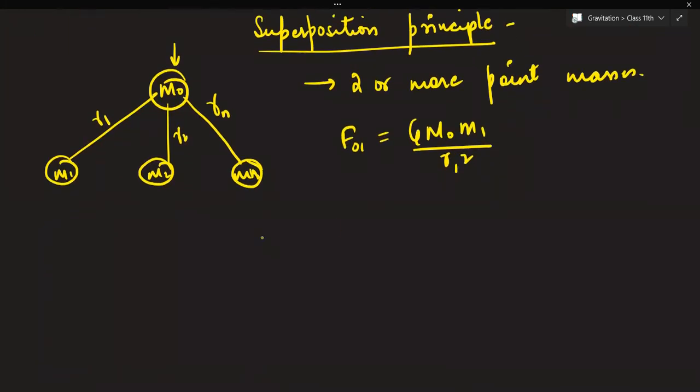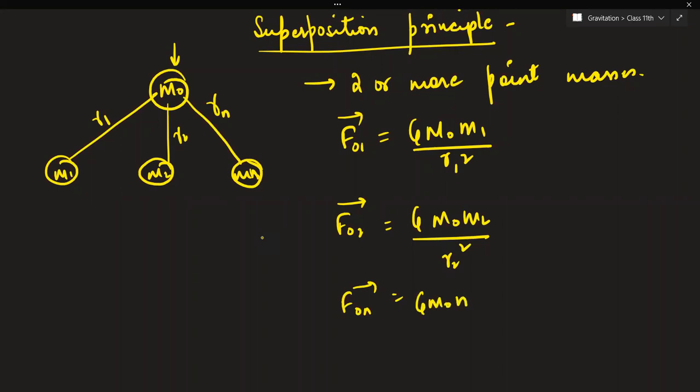If I take the force between the second one, and force is a vector, so vector sign. So it will be G M0 M2 by R2 square. Individually, if I calculate F0n for the nth, n means n number of bodies. And n can be any number, 5, 4, 8, 100, infinity, any number. It will be G M0 Mn by Rn square.